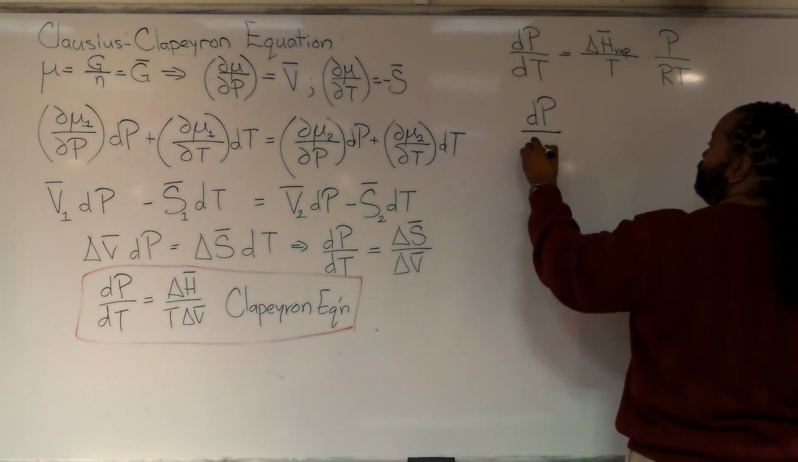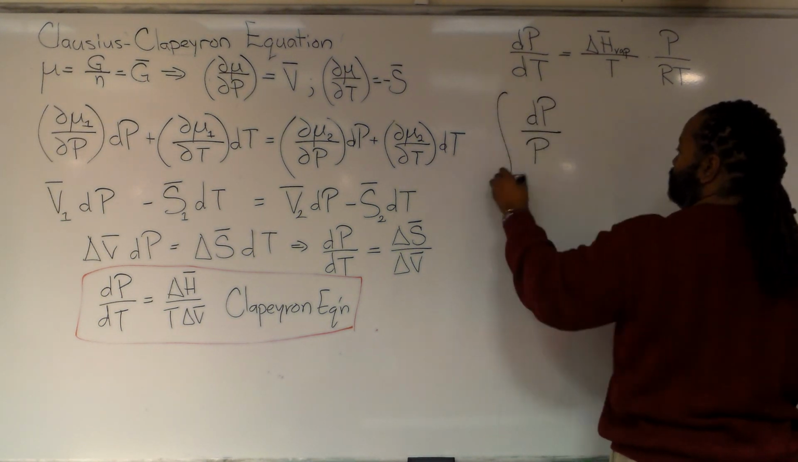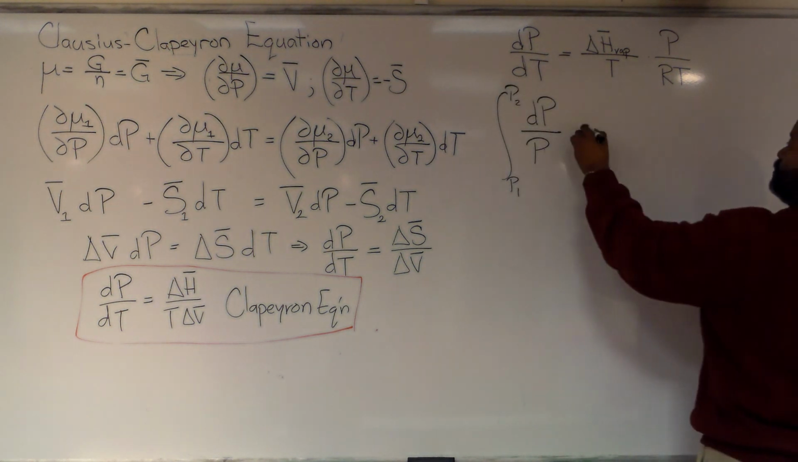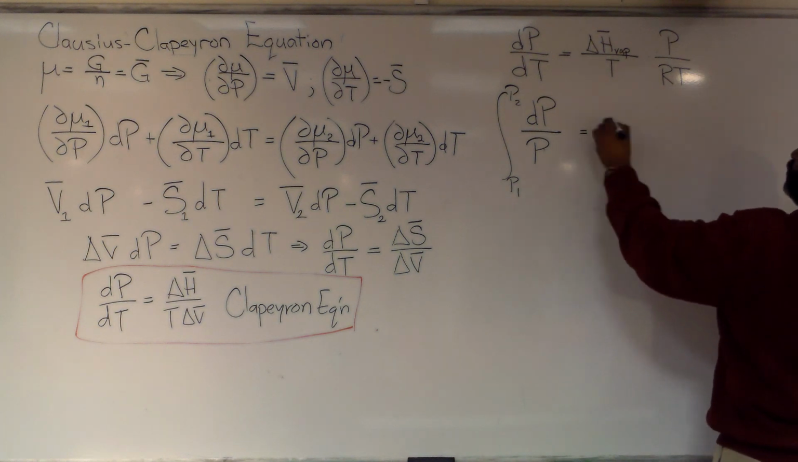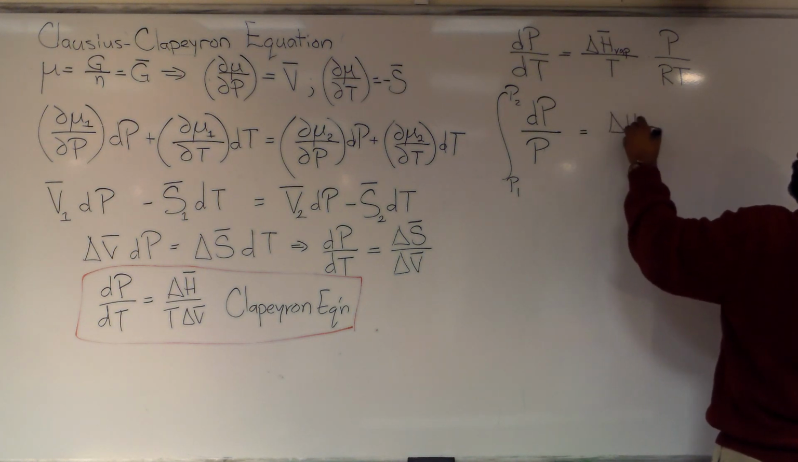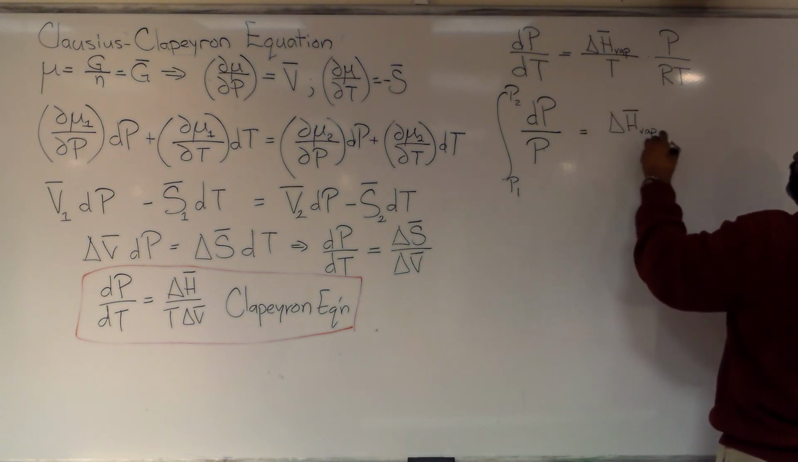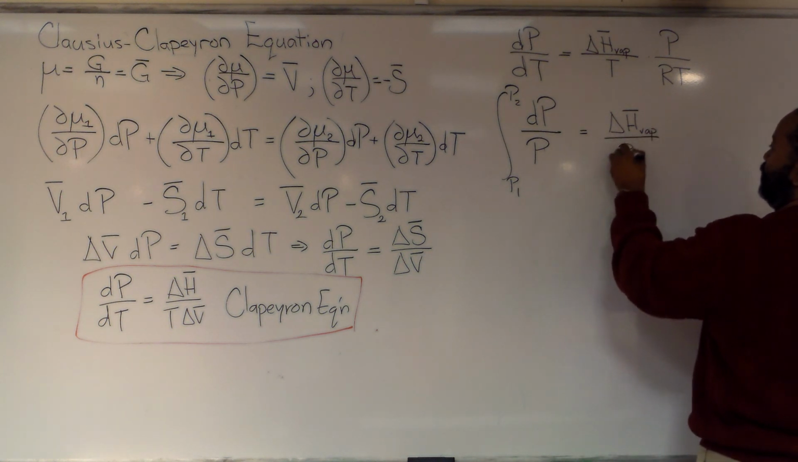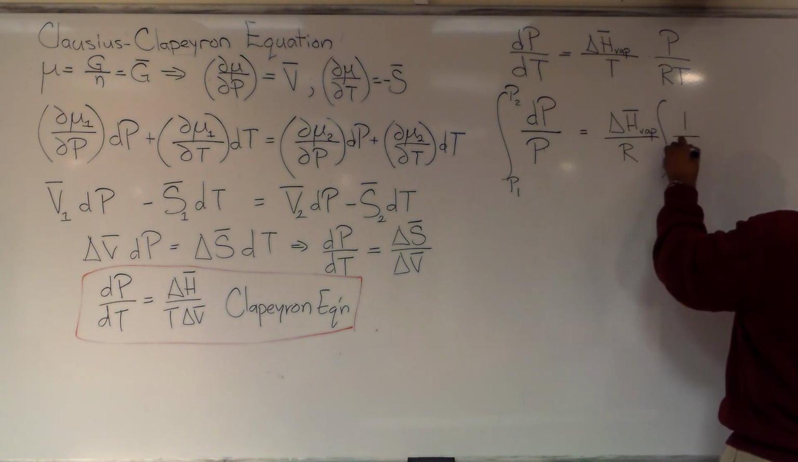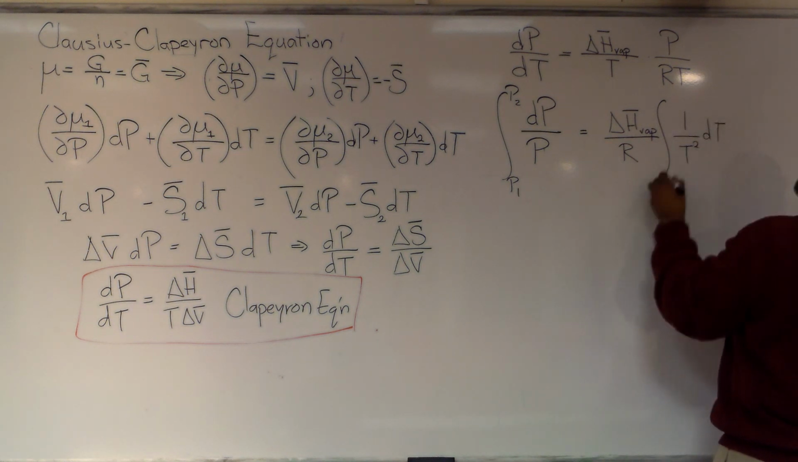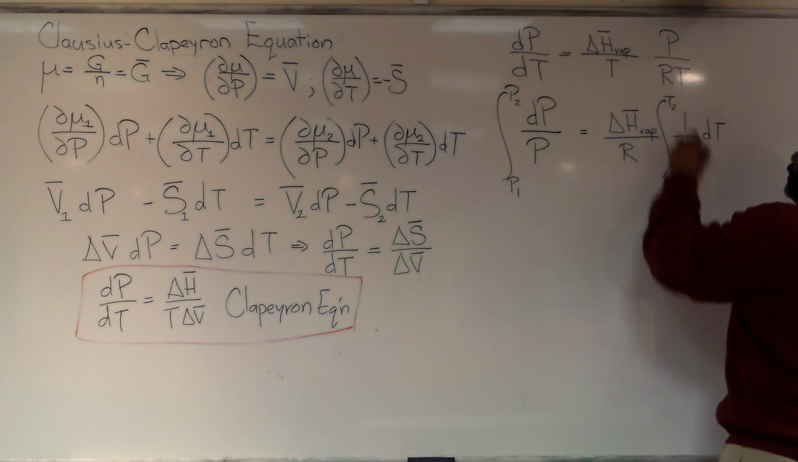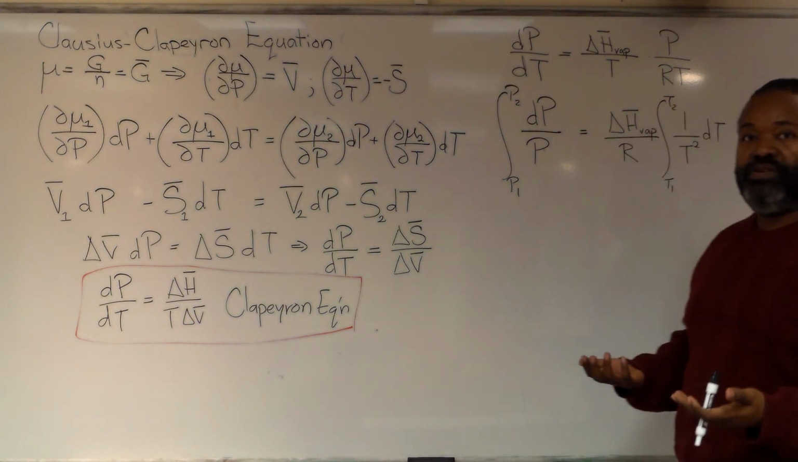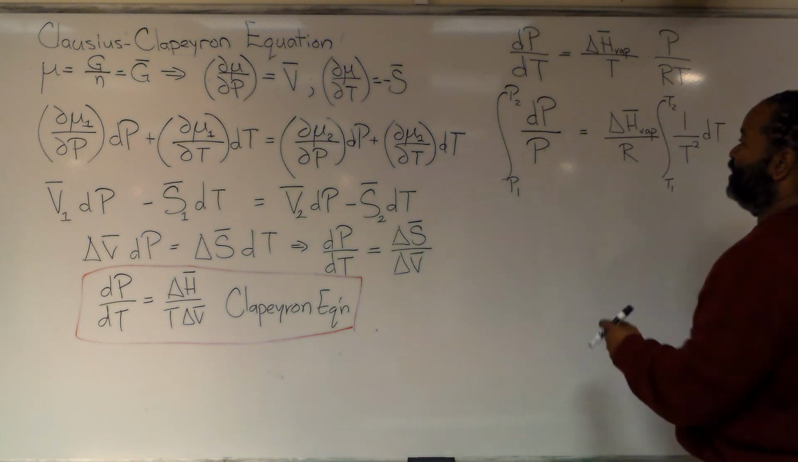This gives us dP over P, which we know we can integrate for our two pressures. And over here, we're going to pull all of our constants out. The heat of vaporization, which is a physical property, divided by R. And this becomes 1 over T squared dT. And so now once we integrate this, we'll have the Clausius-Clapeyron equation. We'll have both halves all together.